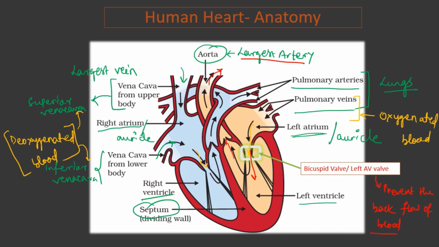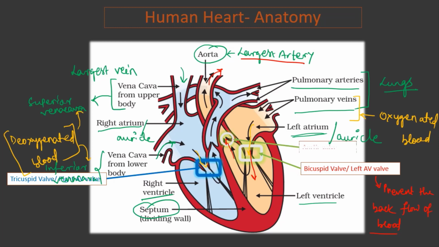So the bicuspid valve or the left AV valve is going to be present between the left auricle and the left ventricle. Similarly, on the right side you have the tricuspid valve or the right AV valve. Okay, tricuspid or right AV valve. Now between the left ventricle and the aorta you have the aortic valve, and between the right ventricle and the pulmonary arteries you have the pulmonary valve.